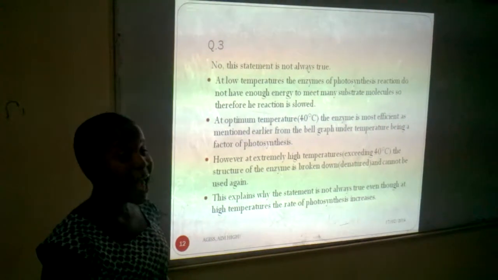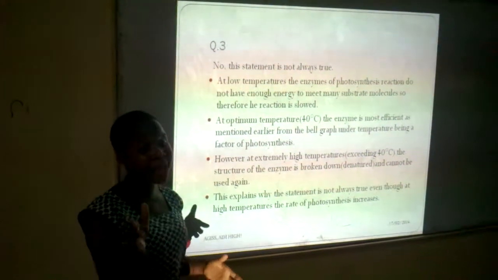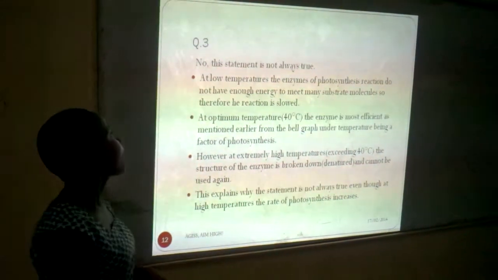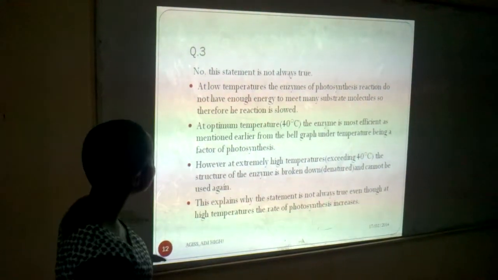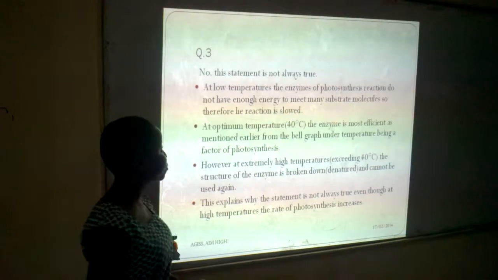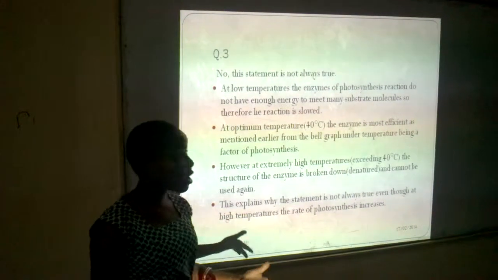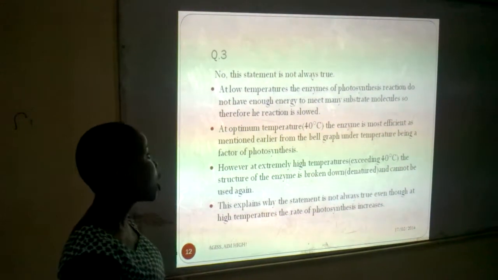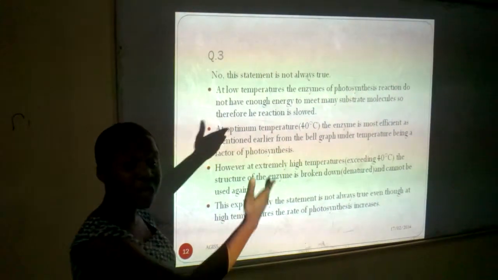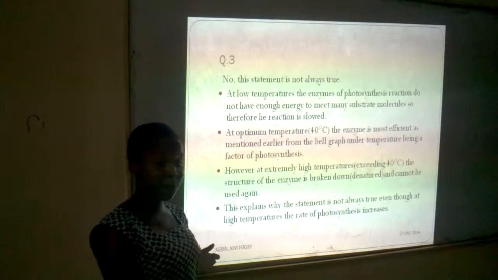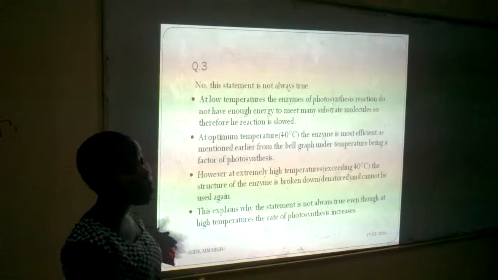Our third question is actually a statement which says that the higher the rate of temperature, the higher the rate of photosynthesis. This statement is not always true. It is true that at low temperatures, the enzymes of photosynthesis reactions do not have enough energy to meet many substrate molecules. So therefore, the reaction is slowed. However, at optimum temperature, which is 40 degrees Celsius, the enzyme is most efficient, as mentioned earlier from the bell curve, under the temperature being a factor of photosynthesis.